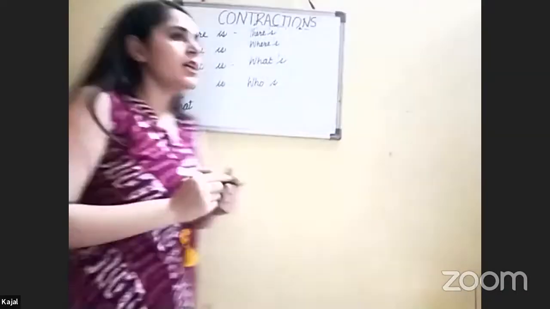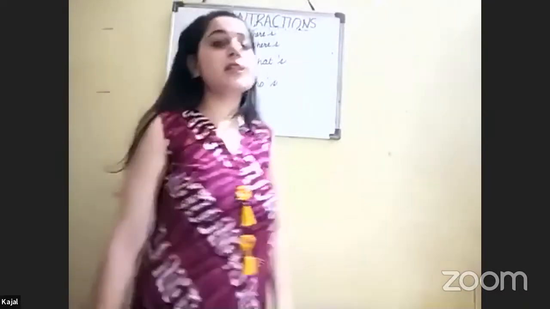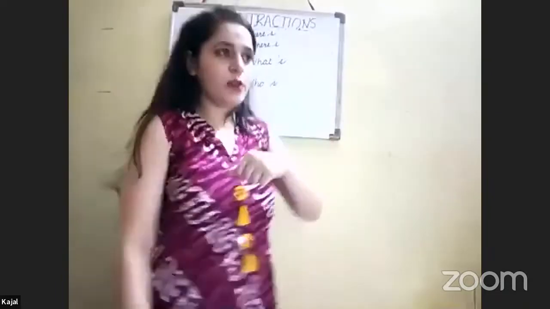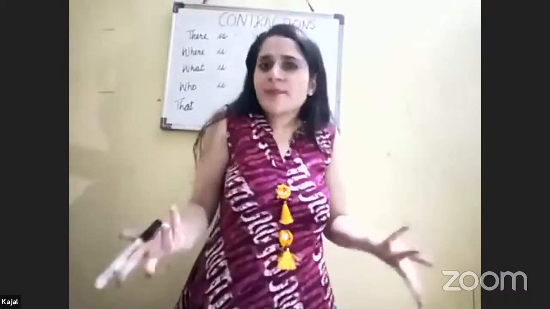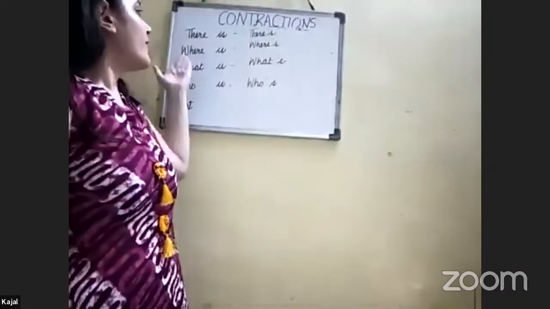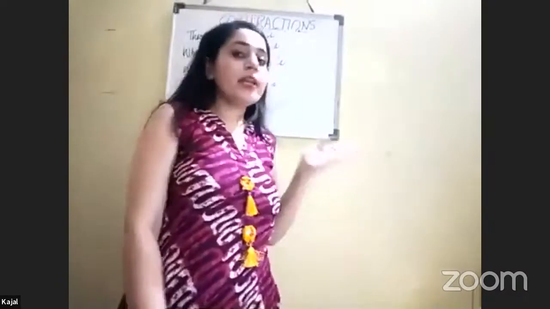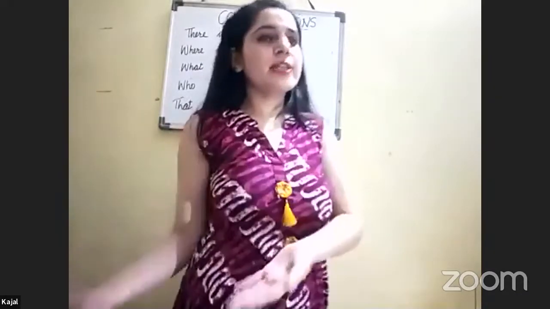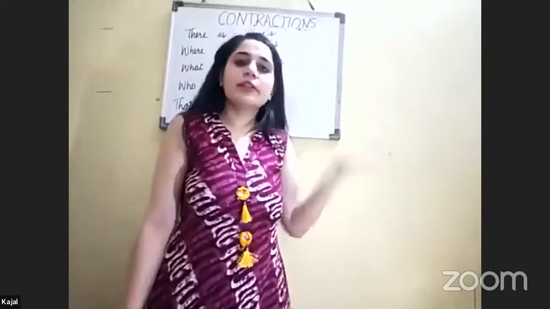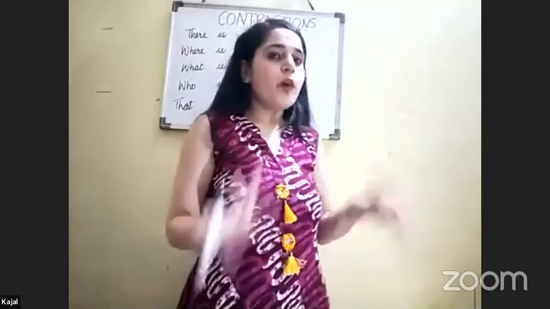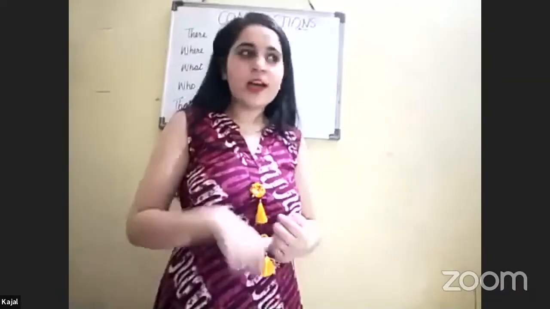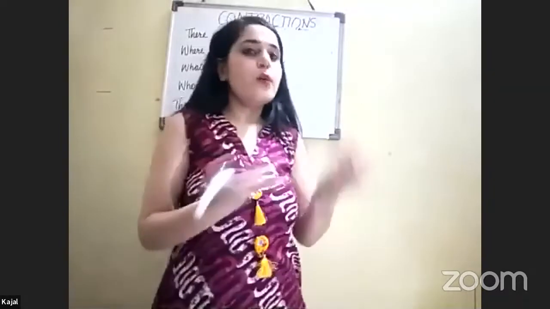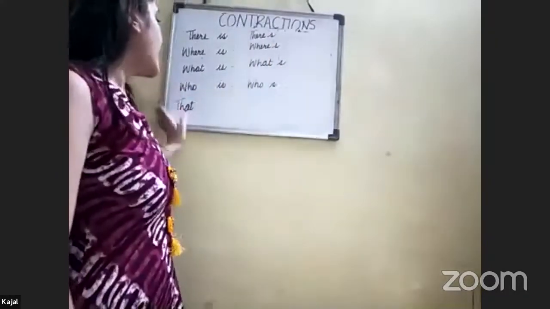So if I say, where is my car? I can simply say, oh, there's my car. If I say, where is my car? Instead of saying where is, I can say, where's my car? Okay. Now we have what is this? We say, what is this? Instead of saying that, we can use the contraction and say what's this? What's the time? Okay. Next we have who is. Who is this boy? Instead of saying who is, we can say who's the boy. Simple. Last is that.